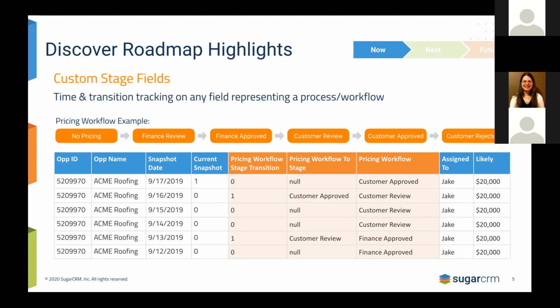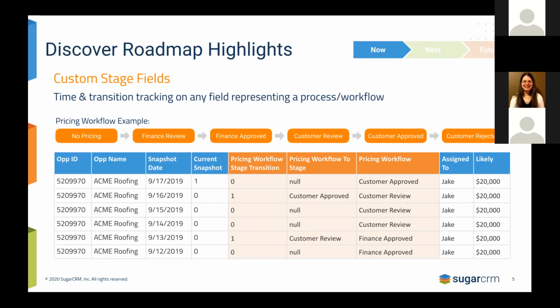Imagine I've got a pricing workflow where I expect sales reps to be tracking: have we given pricing? Has finance approved it? Has the customer been given a quote? What is their response to that? So imagine that that's all represented in a field with those different values.